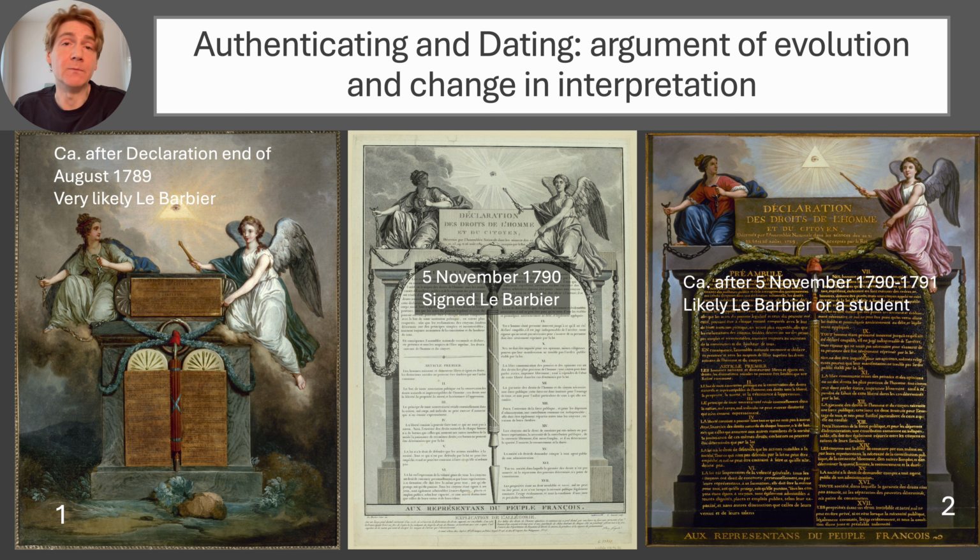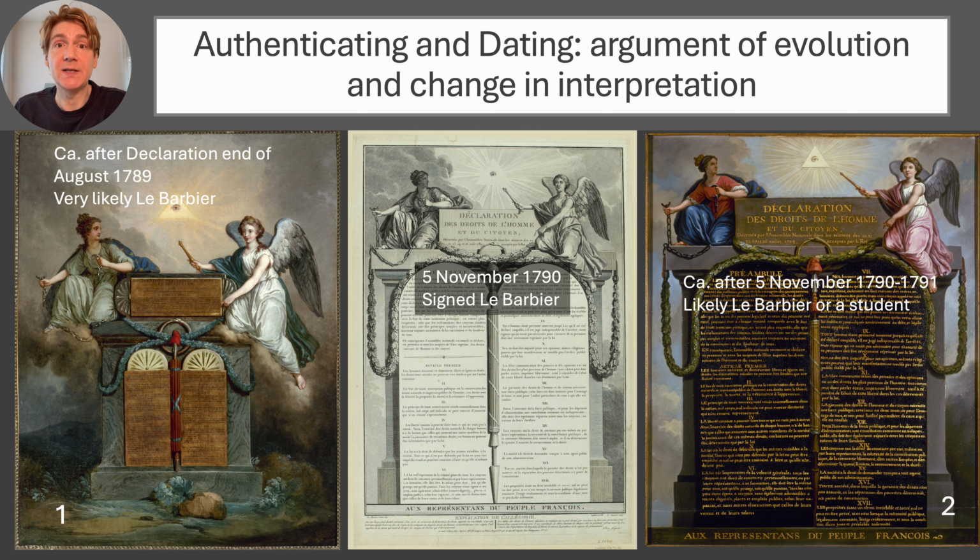So the painting was perhaps made in early September 1789. What is certain is the date of the engraving, because it was presented officially at the National Assembly on 5 November 1789. Moreover, the engraving is signed by Le Barbier himself as author of the design, although not as engraver, and not as author of the explanatory text underneath.